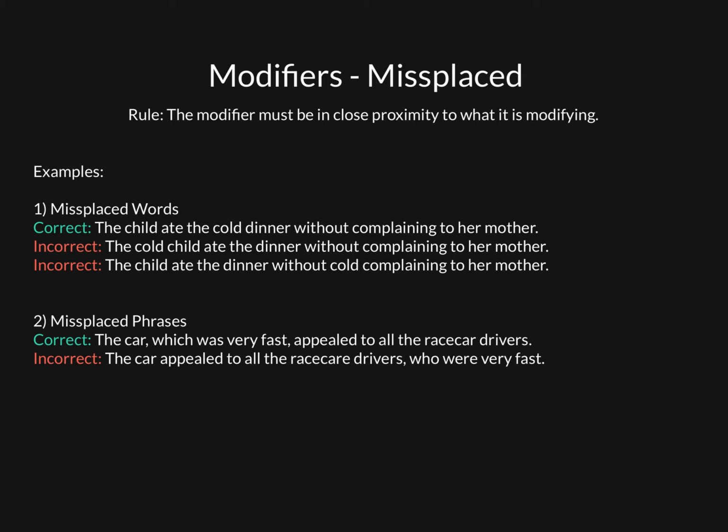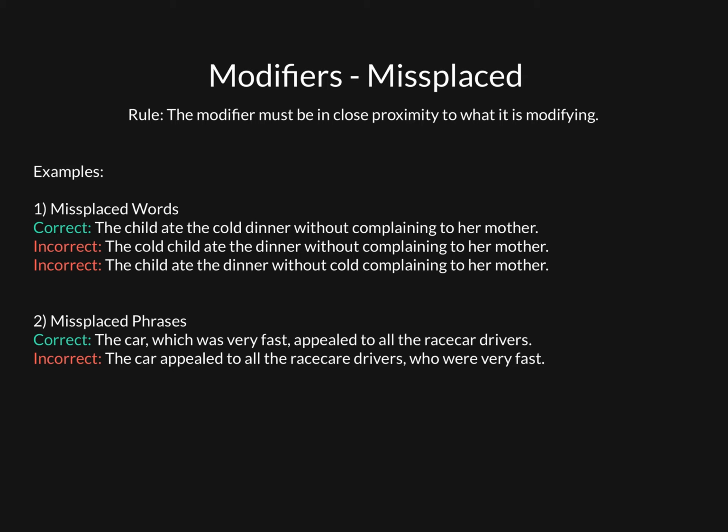So basically, a modifier is just a word or a phrase that modifies or explains a little bit more about another word in the sentence. And we actually have two different types of modifiers. We have a misplaced modifier as well as a dangling modifier. First, we're going to tackle the misplaced modifiers.